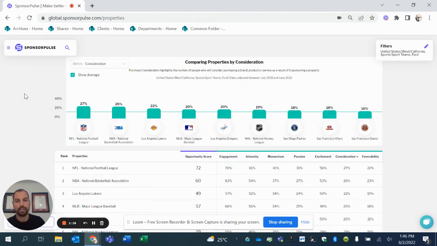Now, again, consideration is defined as the percentage of those engaged who are likely to convert and become customers of a brand because of its association with a property. So at the top, we have the NFL, the NBA, and then not too far behind, we have the Lakers, MLB, Dodgers, so on and so forth. So as Ford Motor Company, we're looking to expand our presence in the market of California through the passion of sport. At the few clicks of a button, you can see that we draw out some very interesting information and some valuable insight that will benefit us greatly and help inform that decision-making process.